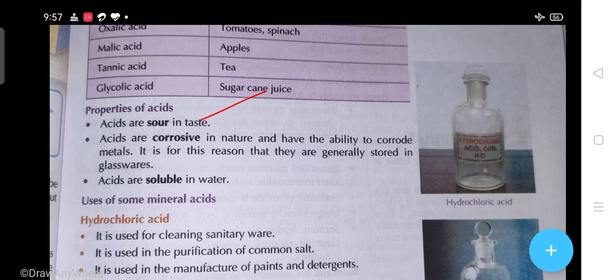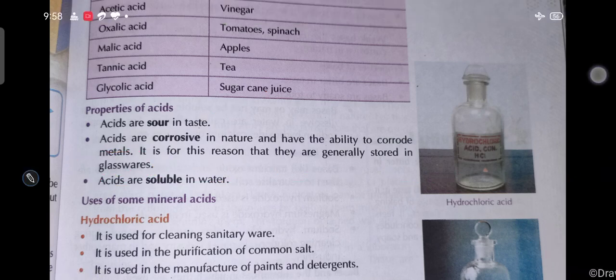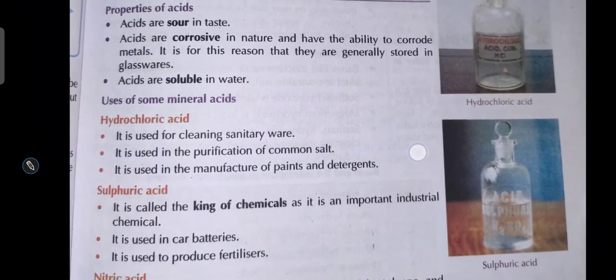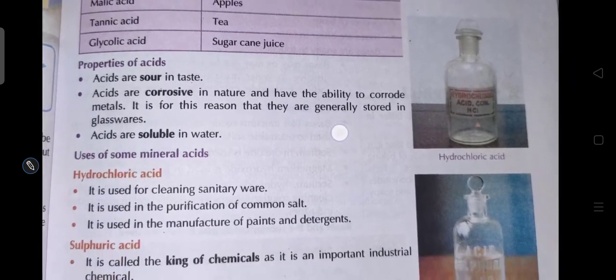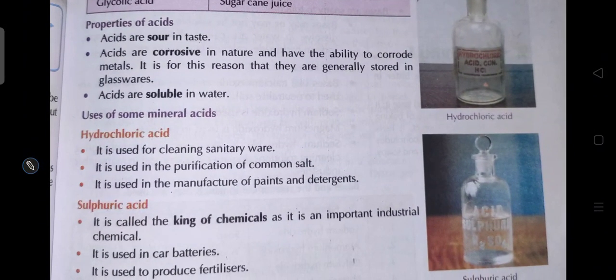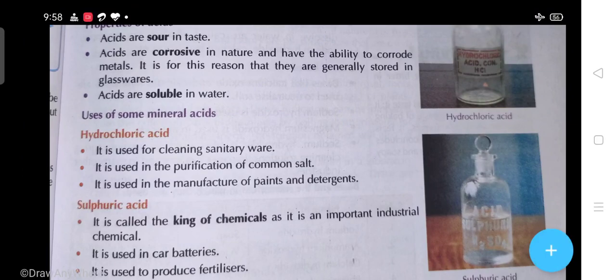Why do we store such things in glassware? Because the glass will not react with that acid. And acids are soluble in water. You can dissolve that acid in water also. Some uses of mineral acids, and mineral acids are strong acids. What are the uses? So first we talk about hydrochloric acid.